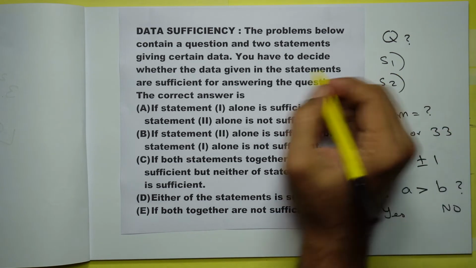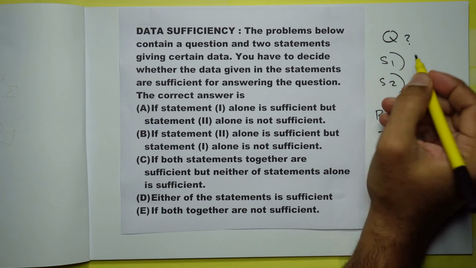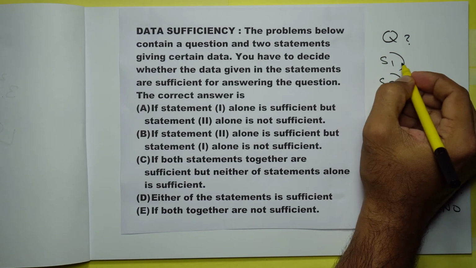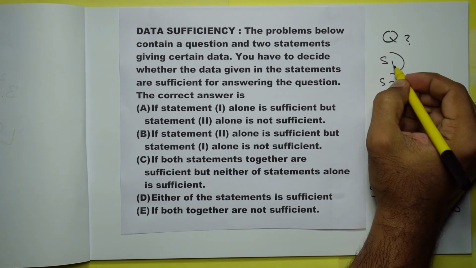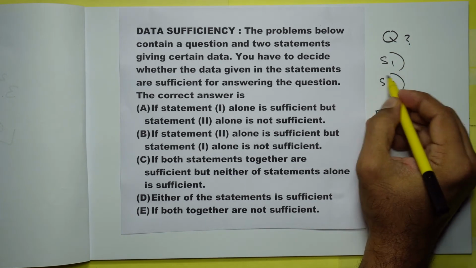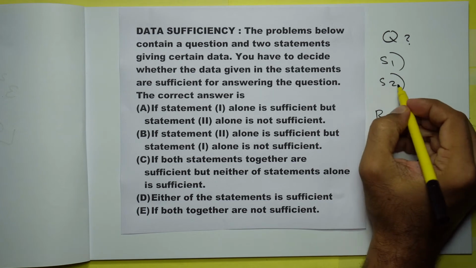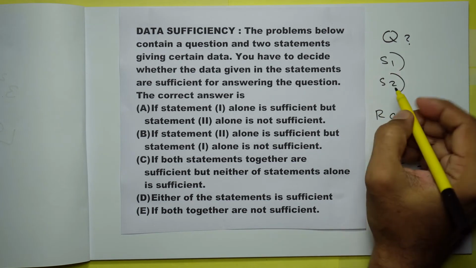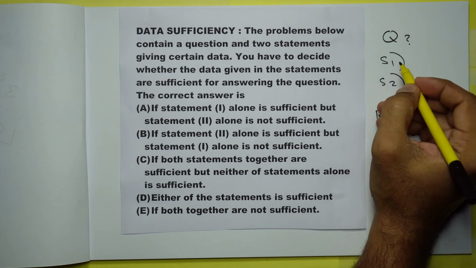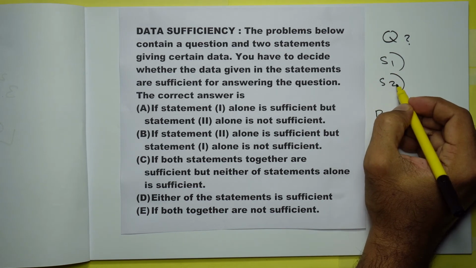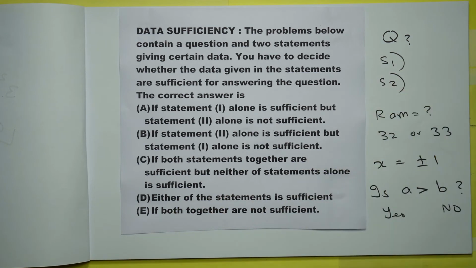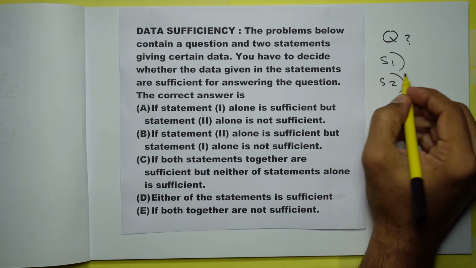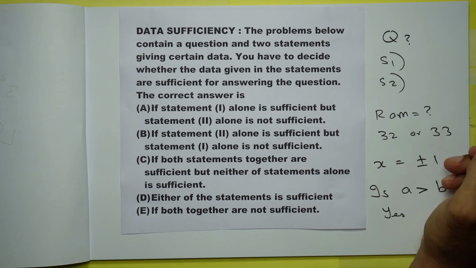So I'll tell you the complete options once again. Statement 1 alone is sufficient. You will get the exact answer to this question. Then it is option A. Statement 2 alone will do. You will get the exact answer to this question. Then it is option B. Now any one statement alone will not do. Both the statements are necessary. Only then will you get the exact answer. Then it is option C. Option C means both the statements are necessary.